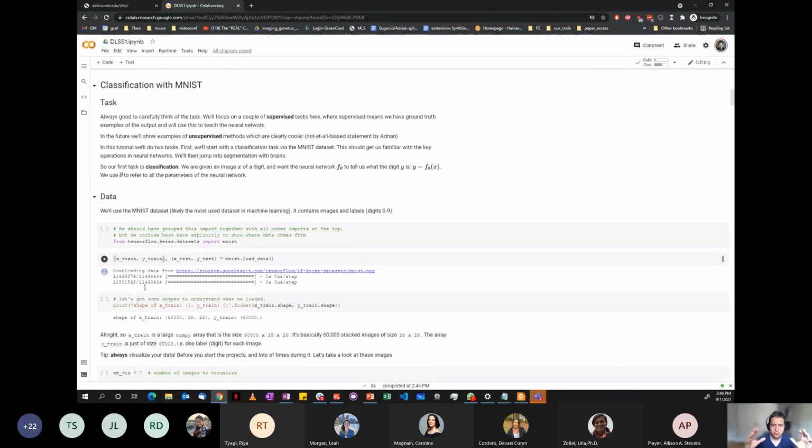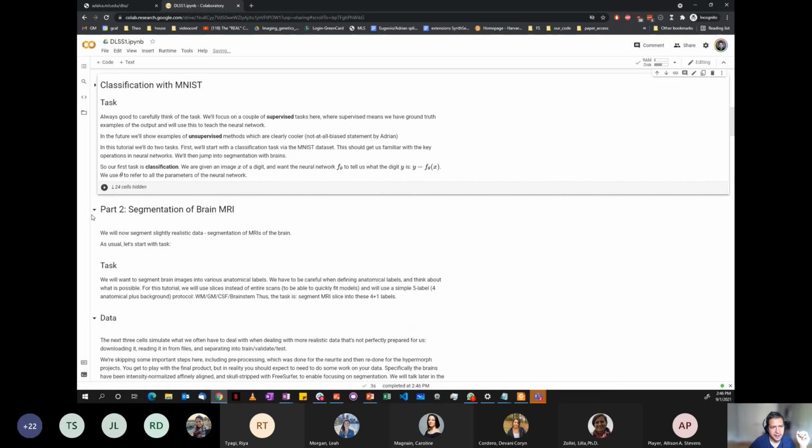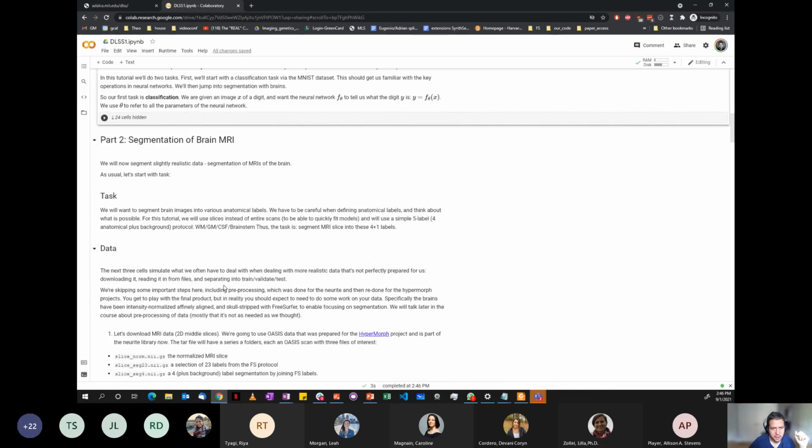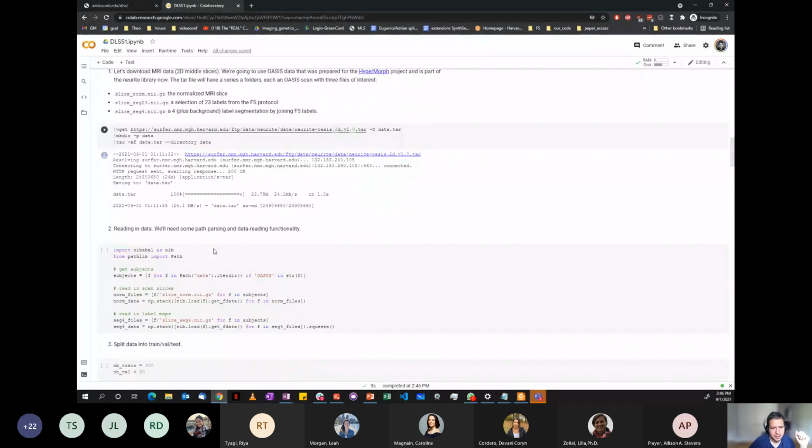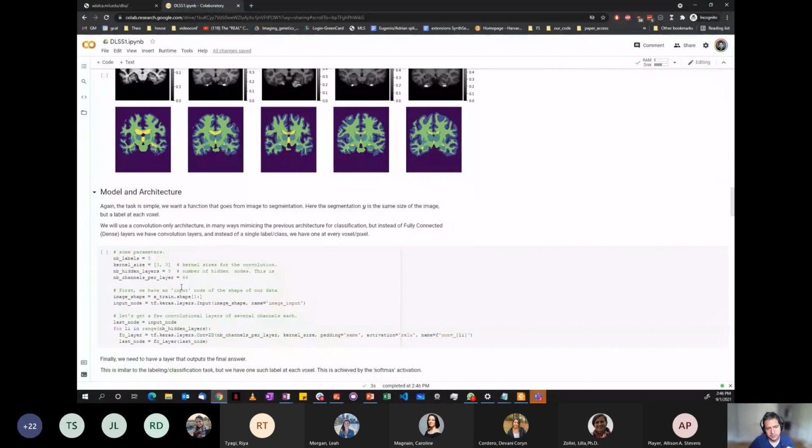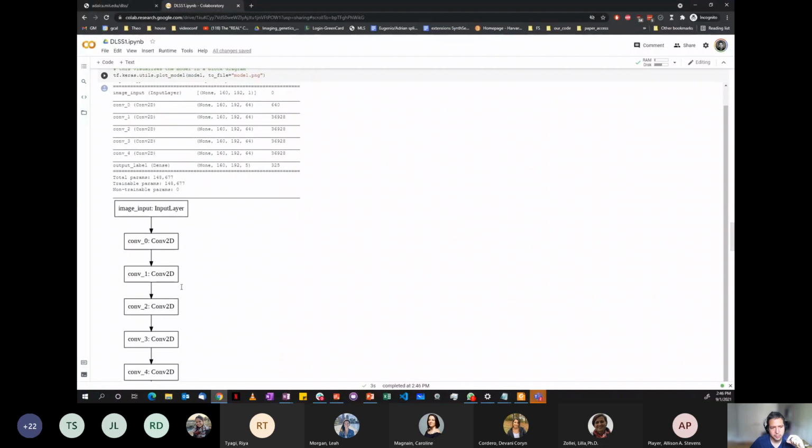Then there are two tasks that I've set up. One of them is classification on a data set called MNIST. It's very simple and has nothing to do with neuroimaging, but it allows us to think of all the steps: the task, the data set, the model, the architecture, all that sort of stuff. After we do this, the second part is segmentation on actual brain MRI. We load in a bunch of brain data, and then we go through the same steps, but for brain data.